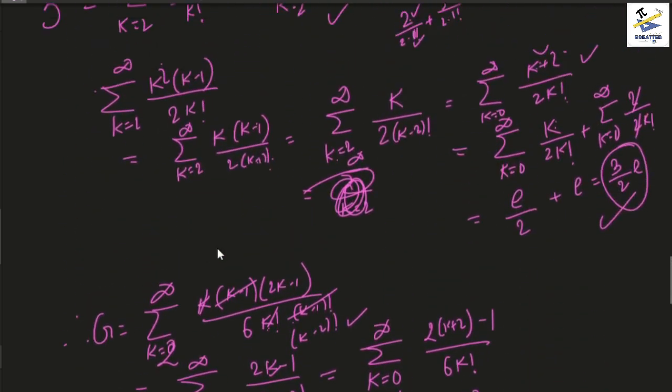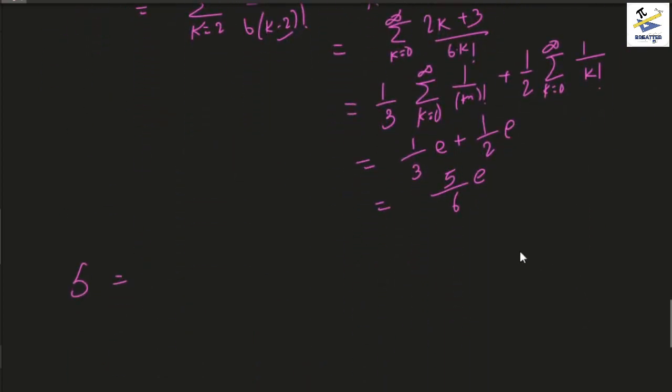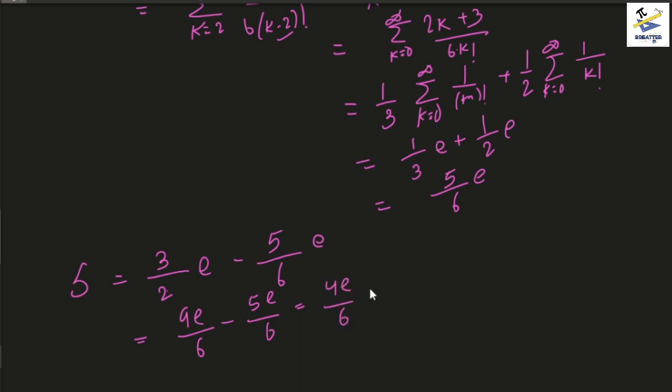Therefore our sum is basically, the previous answer was 3 by 2e and this is 5 by 6e. Let us try to see if the answer is correct. 3 by 2e minus 5 by 6e, it would be 9e by 6 minus 5e by 6. This is 4e by 6. This is 2e by 3. And somehow we have got the correct answer, which we were supposed to prove. So this would complete our investigation for this series.